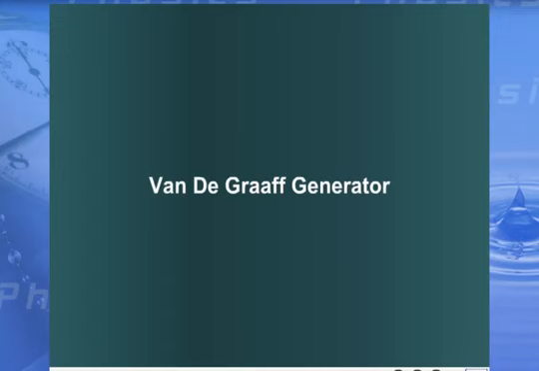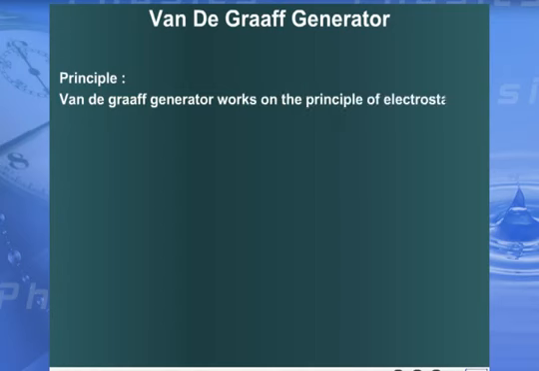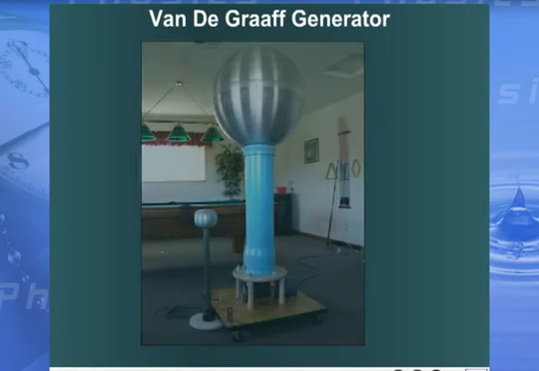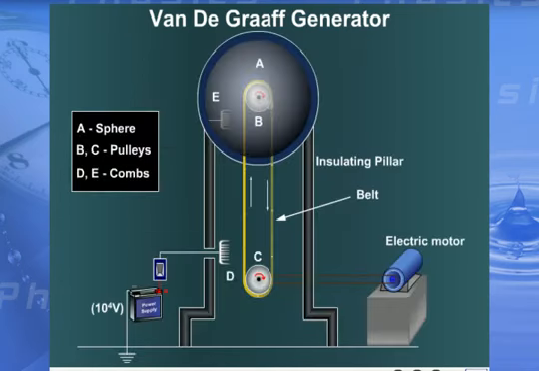Van de Graaff generator. A Van de Graaff generator works on the principle of electrostatic induction and action of points. This animation describes the parts of the Van de Graaff generator and the working principle of the Van de Graaff generator. Description of the parts of the Van de Graaff generator.